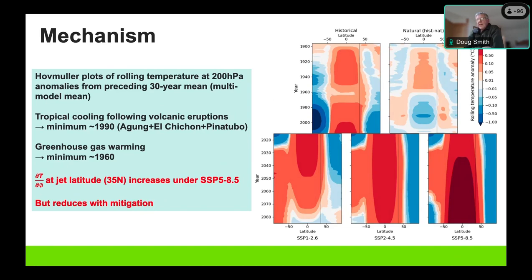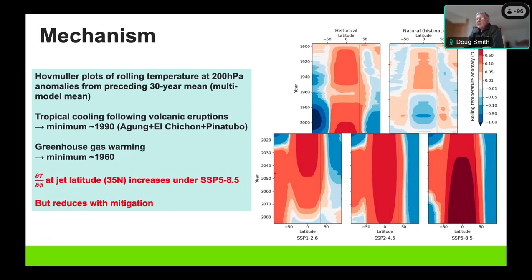And so the minimum in that occurs around about 1990 or so, through the combined impact of three volcanic eruptions: Agung, El Chichón, and Pinatubo. But in the historical simulations, where we include greenhouse gases as well now, the greenhouse gas warming overwhelms that cooling that we see in the natural simulations, such that the minimum in the all-forcing simulations occurs around about 1960.